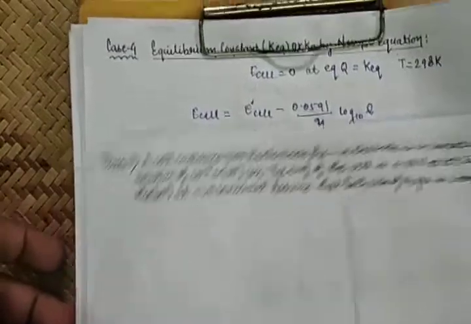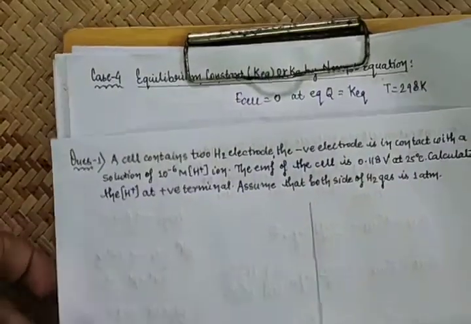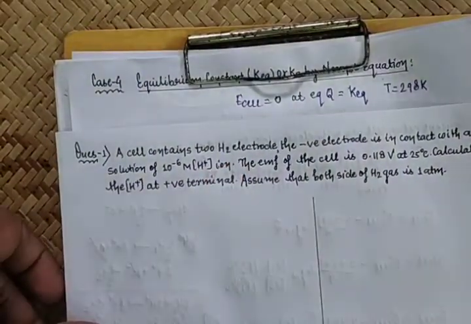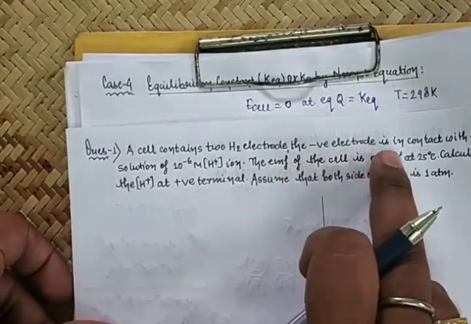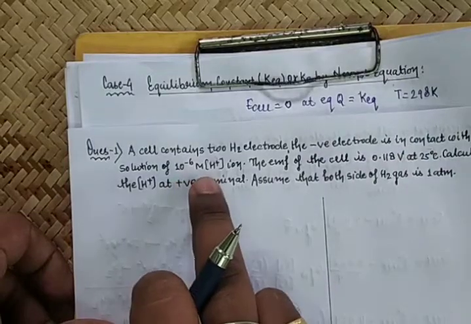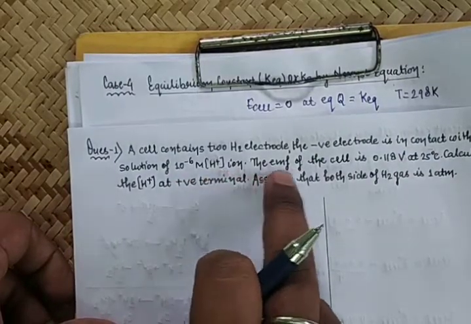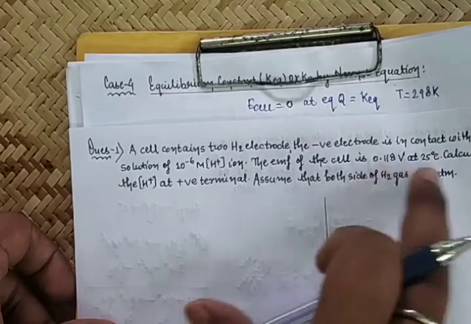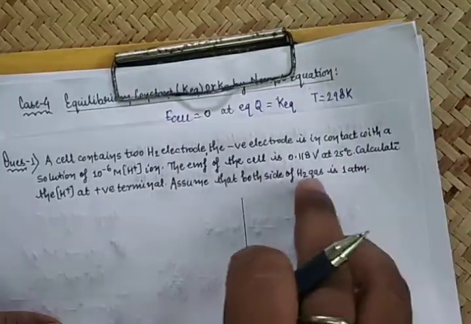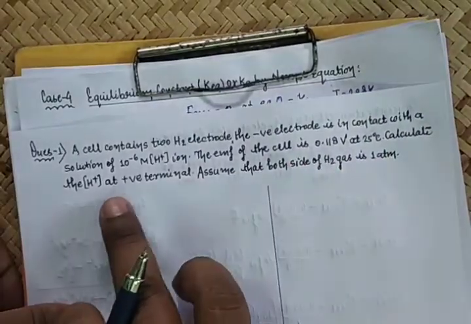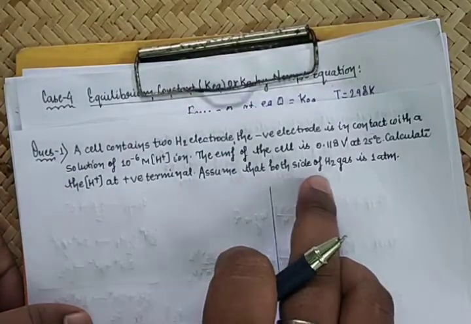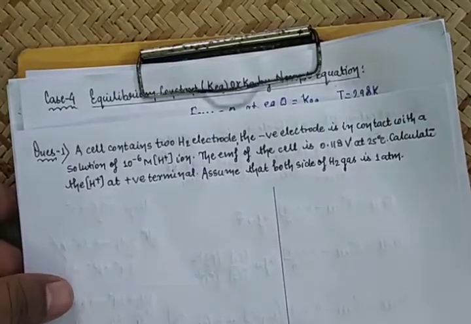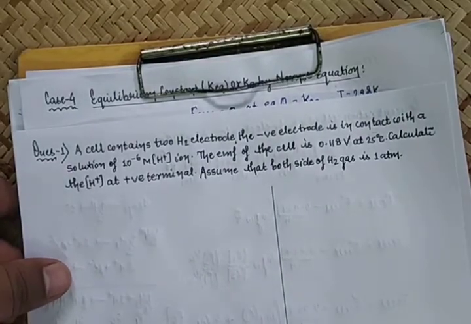Now we have the numericals. There are 3 numericals. The first one: a cell contains 2 hydrogen electrodes. The negative electrode is in contact with a solution of 10 to the power minus 6 M H+ ion. The EMF of the cell, E cell, is given, at 25 degrees centigrade. Calculate the H+ ion concentration at the positive terminal. Positive means cathode. Assume that both sides of hydrogen gas are at 1 atm. Okay, it's very easy. This is based on this topic.